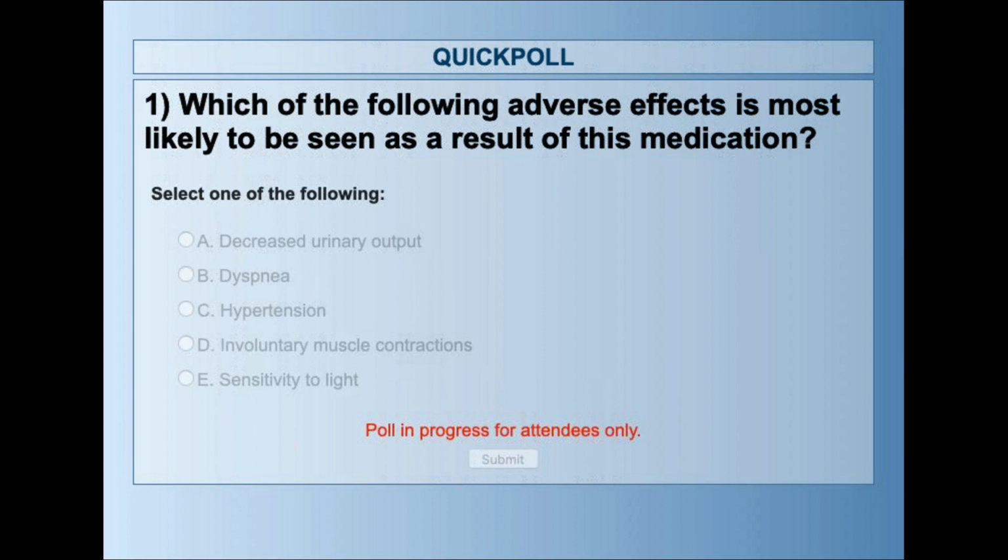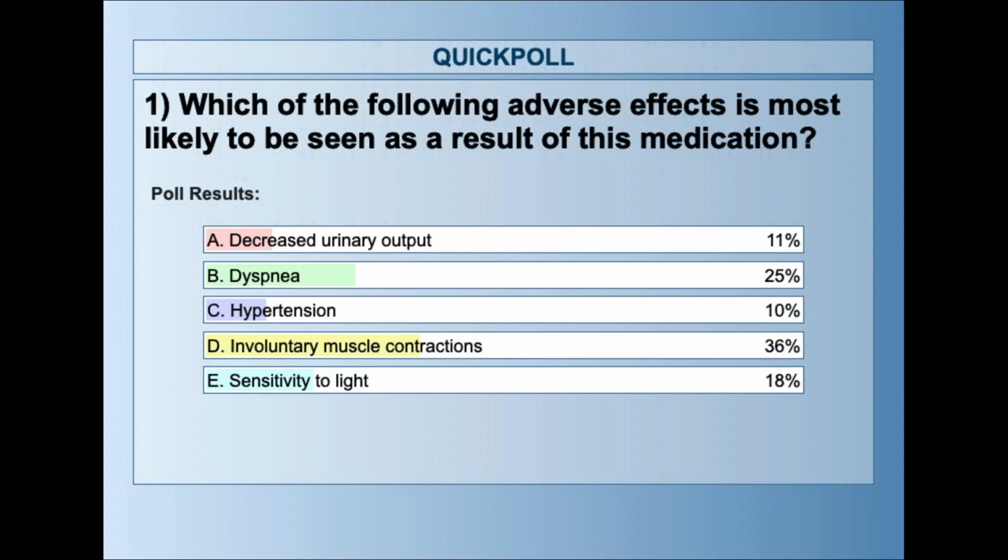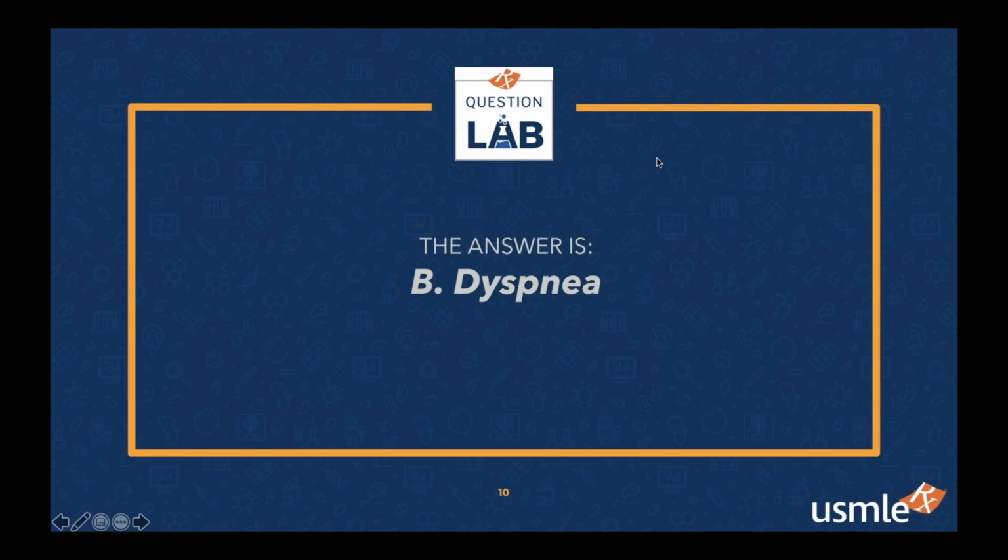All right, let's take a look and see what all of you selected. Well, it was close. 36% of you selected involuntary muscle contractions, and 25% of you selected dyspnea. So let's take a look and see what the correct answer is. And the correct answer is B, dyspnea, and 25% of you got it right. So let me go ahead and hand it off to Boris. Thank you, Sean. Yes, definitely a tough question here.